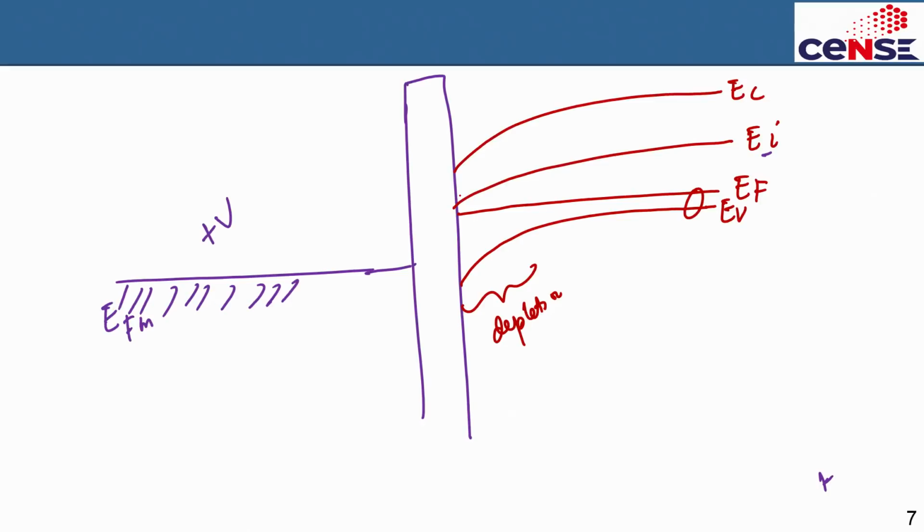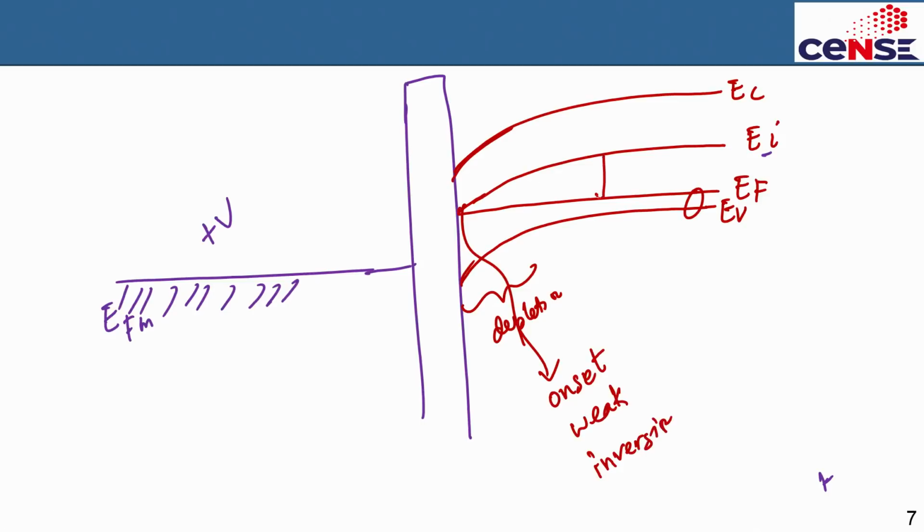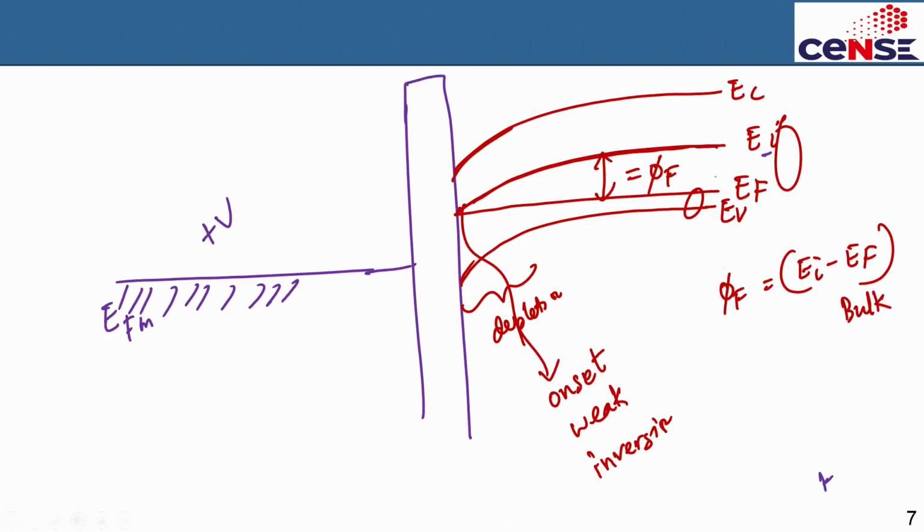Once the intrinsic level touches this point, we call it the onset of weak inversion. The total band bending that has happened at the surface is this amount, and it is called phi f, or psi bf. That phi f is actually Ei minus Ef at the bulk. This distance at the bulk is phi f, and it decreases toward the surface, where it becomes 0. That is the onset of weak inversion.